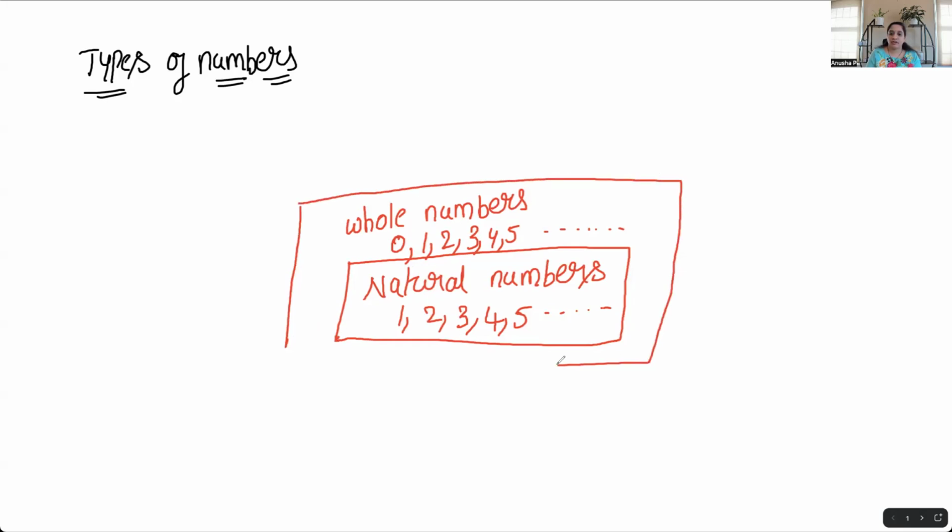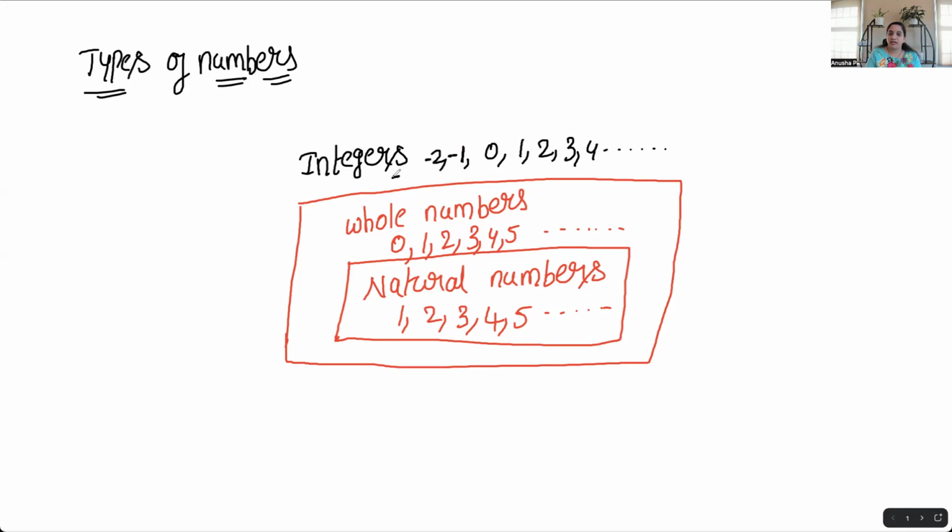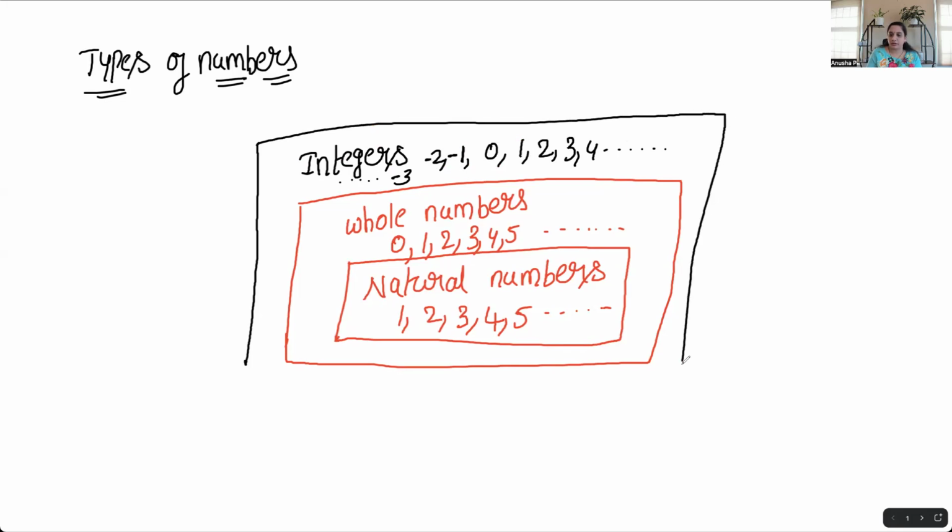Another type of numbers are called the integers. In integers, we have 0, 1, 2, 3, 4, 5, all the positive numbers. Along with that, we are including the negative numbers: -1, -2, -3, -4, -5, and so on. So integers have both the positive numbers as well as the negative numbers. So 0, 1, 2, 3, 4, 5, and so on, and -1, -2, -3, and so on.